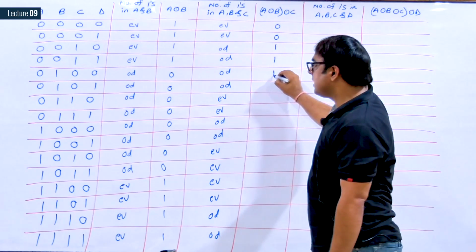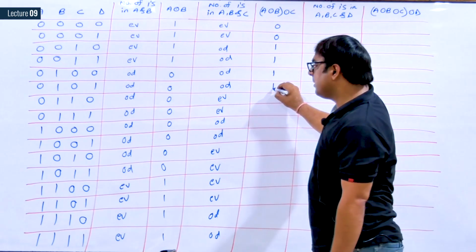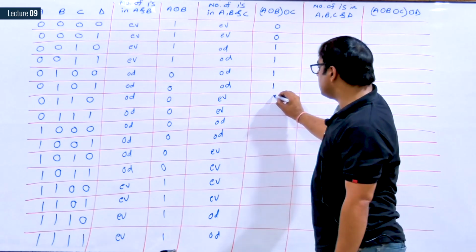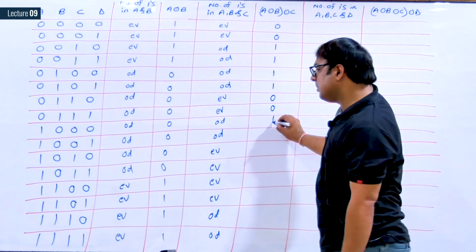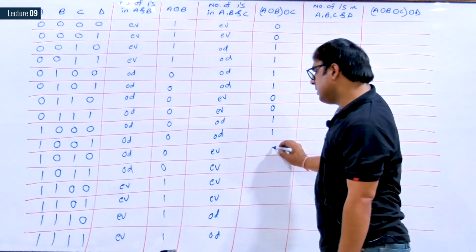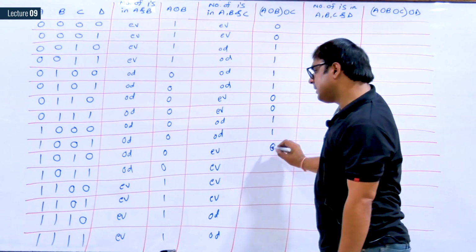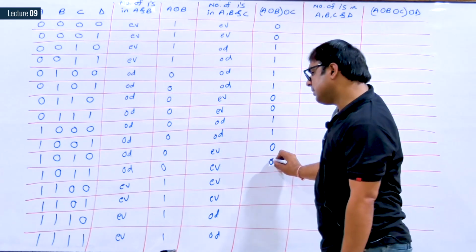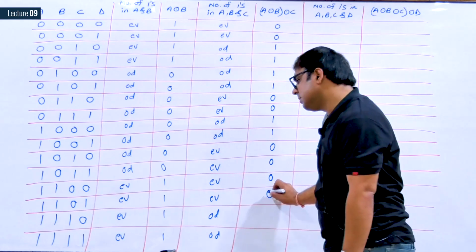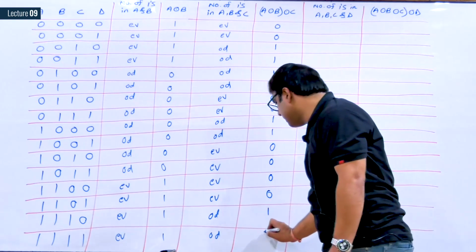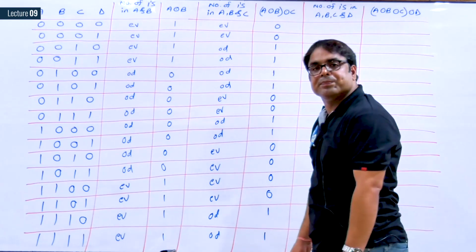0 and 0 is same, 0 and 1 is not detected, 0 and 0 is same, 0 and 1 will not be detected, will not be detected, will be detected, and will be detected.